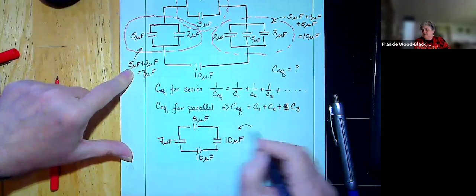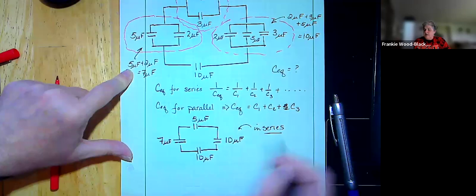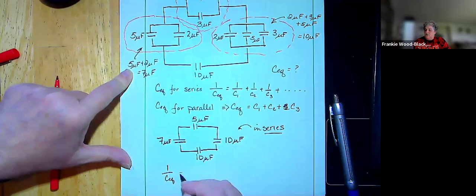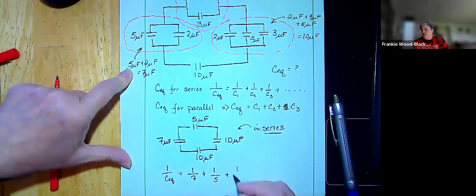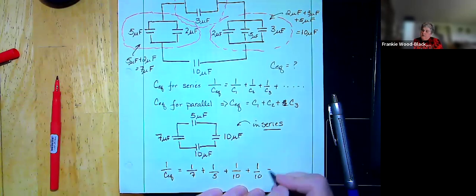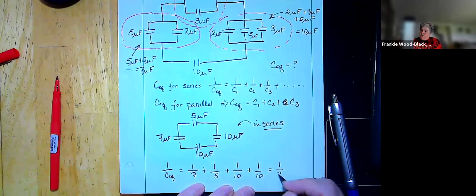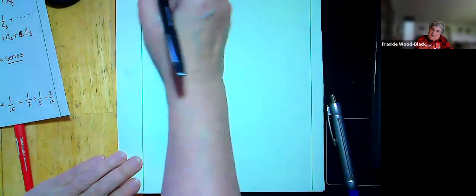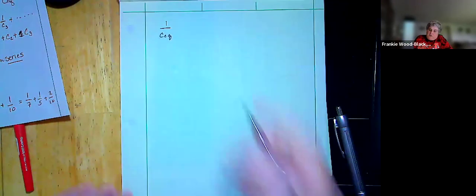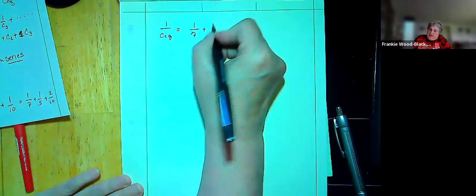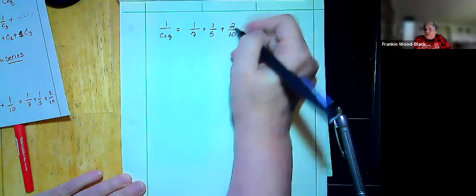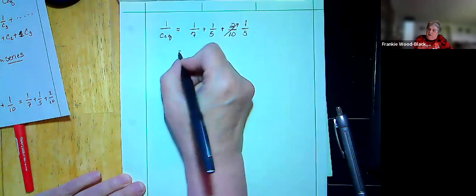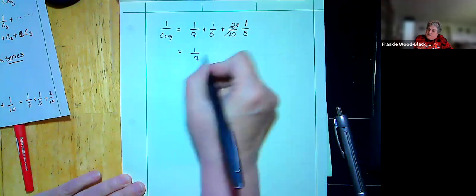Now these are in series. So I'm going to do 1 over CEQ is equal to 1 over 7 plus 1 over 5 plus 1 over 10 plus 1 over 10. So I get 1 over 7 plus 1 over 5 plus 2 over 10. Well, that's good because that's going to help me out a little bit. So 1 over CEQ is equal to 1 over 7 plus 1 over 5, and we said we have 2 over 10, but we know that this can be rewritten as 1 over 5. So now I get 1 over 7 plus 2 over 5.